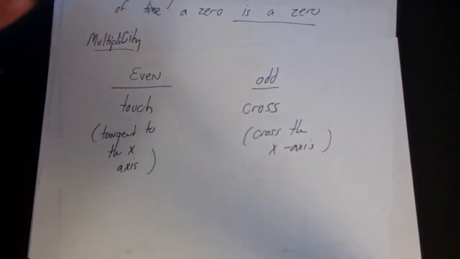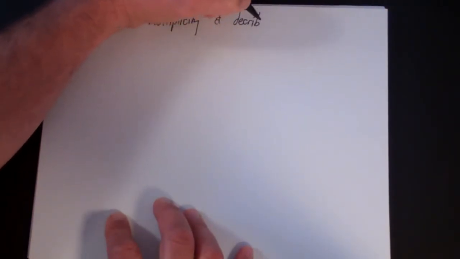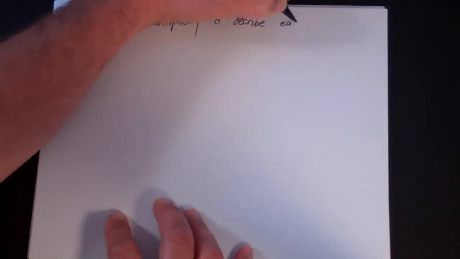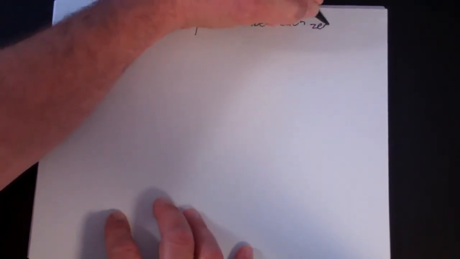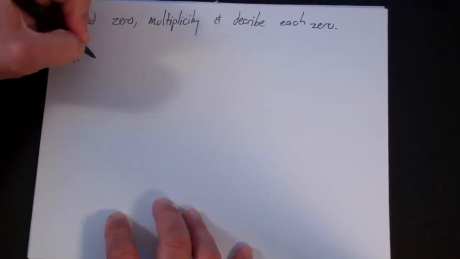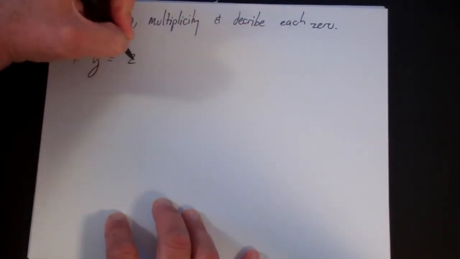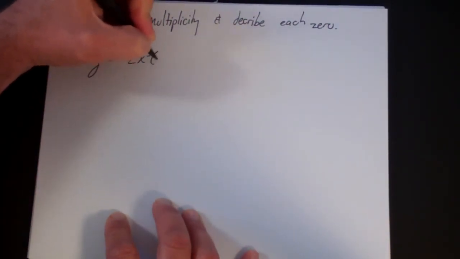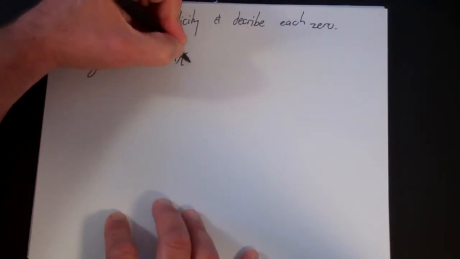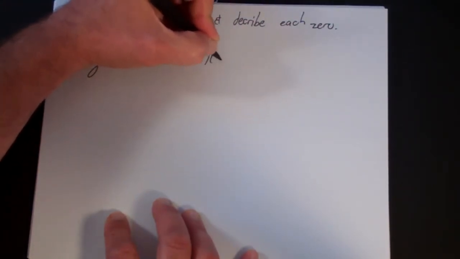Let's just do an example. What I want you to do is find the zeros, their multiplicity, and describe each zero. So example number 1, y is equal to 2x^3 (x + 4)(x + 4)(x - 1).